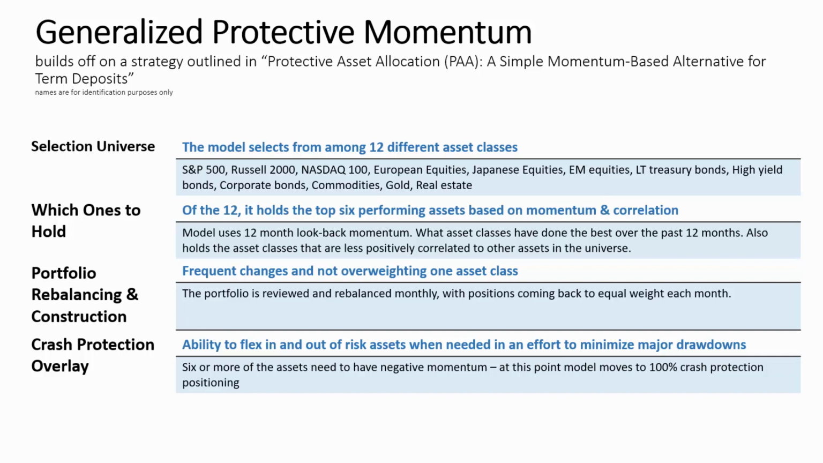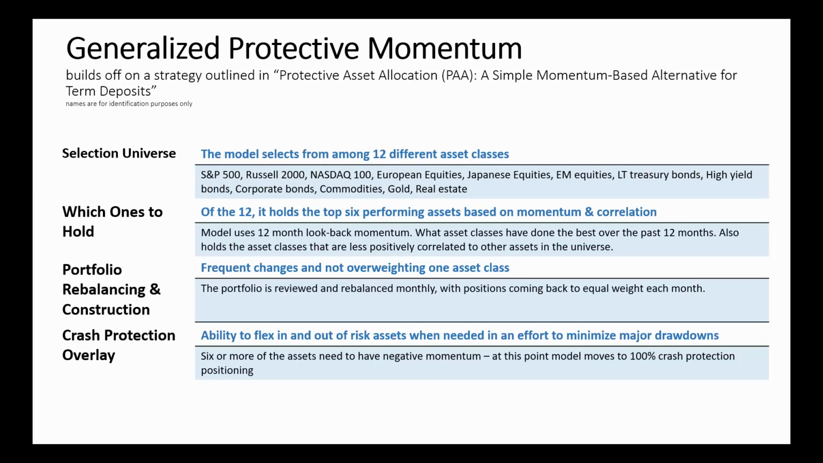And lastly, this portfolio has the ability to flex in and out of the market or in and out of risk assets based on the relative momentum of the group. So when 6 or more asset classes are exhibiting negative momentum, this model has the ability to move to a 100% crash protection position. Investors looking for an alternative to a 60-40 portfolio that has historically shown strong performance and far less risk than a static 60-40 portfolio may want to consider generalized protective momentum as part of their investment strategy.